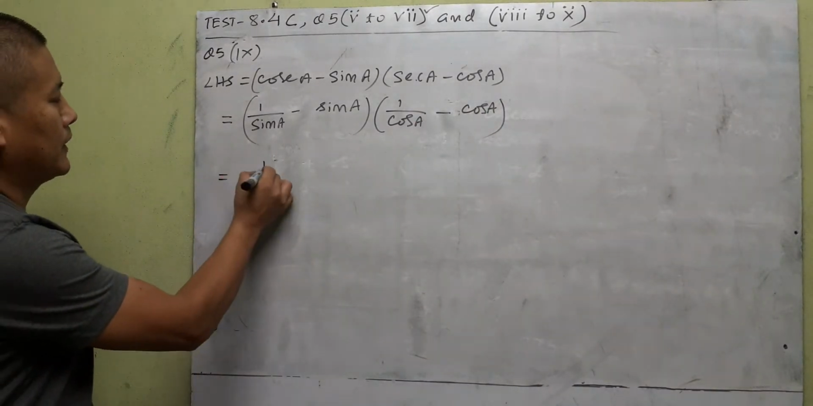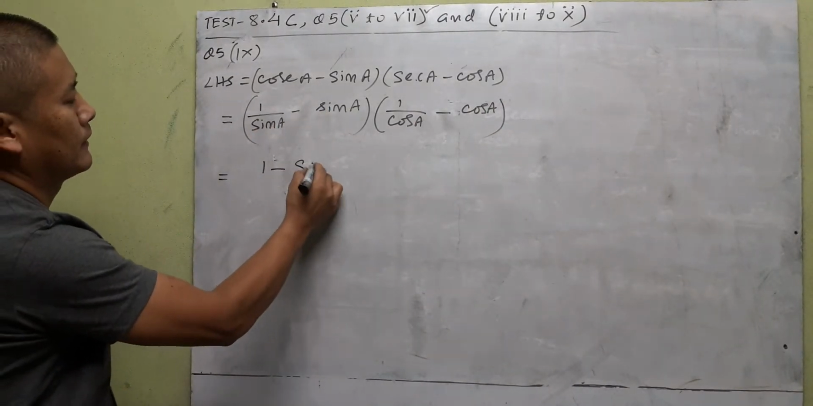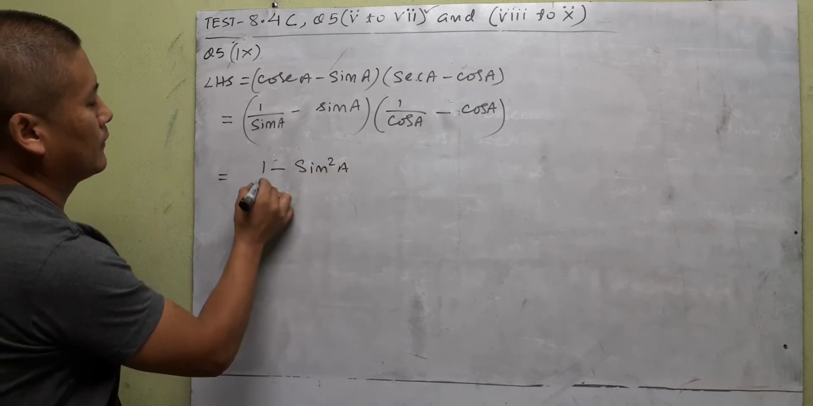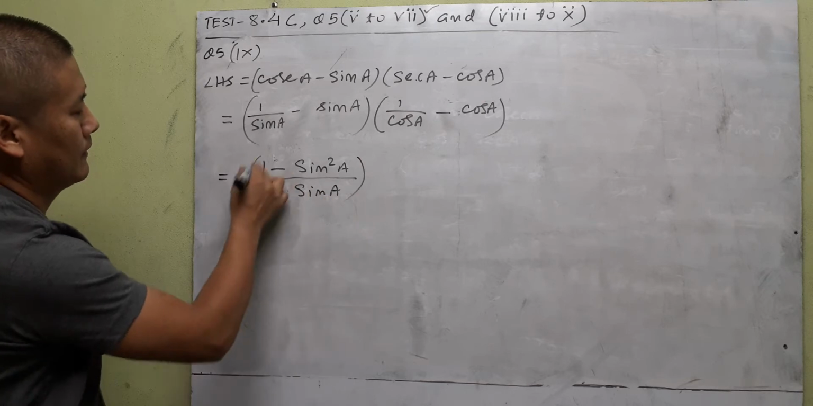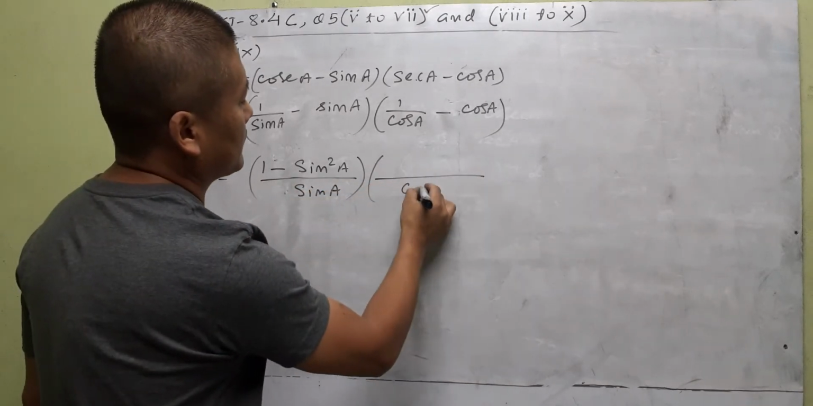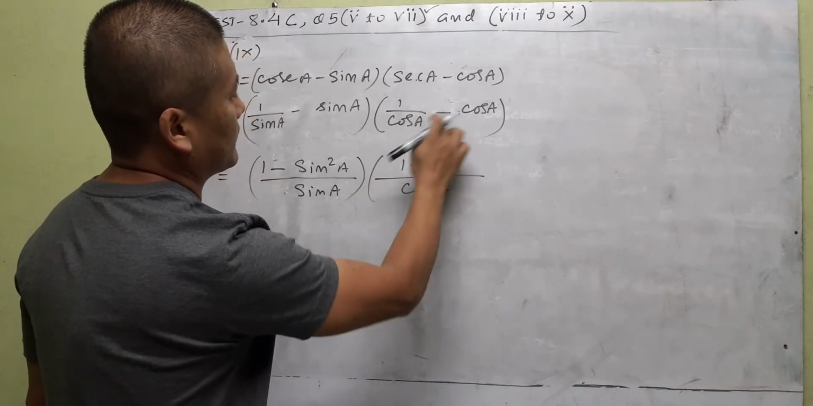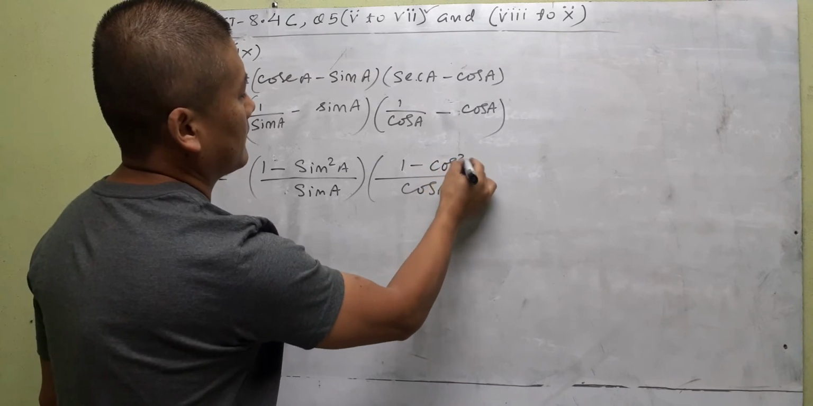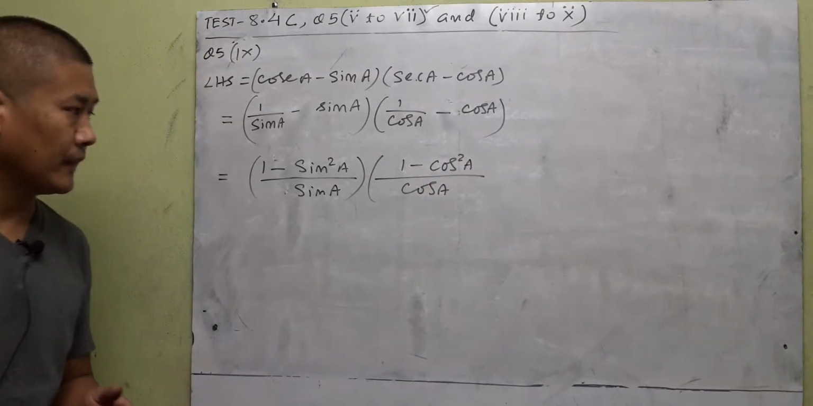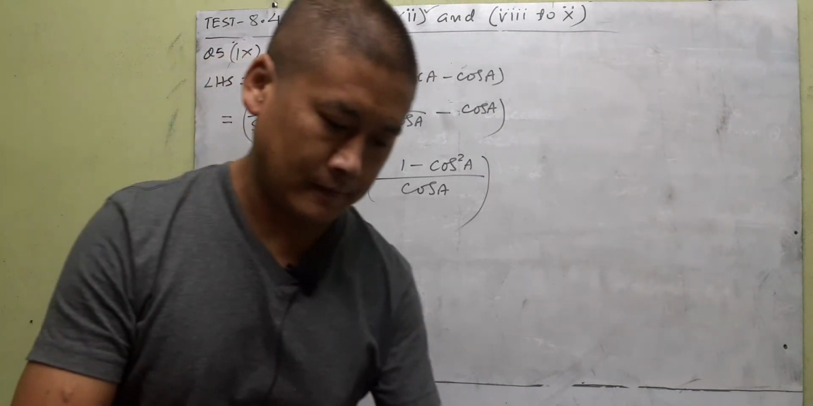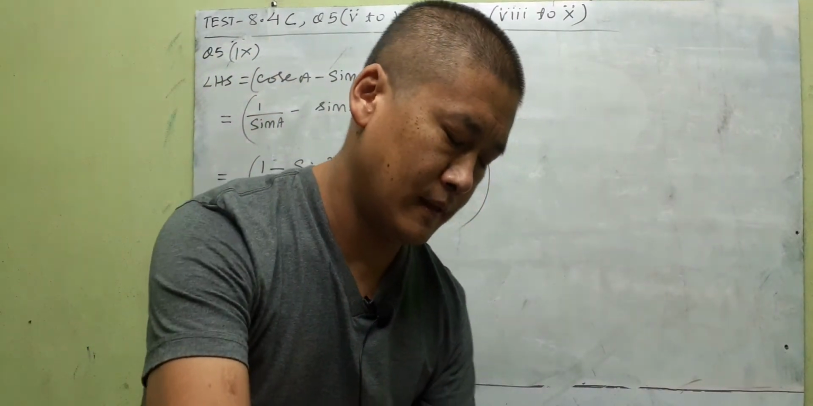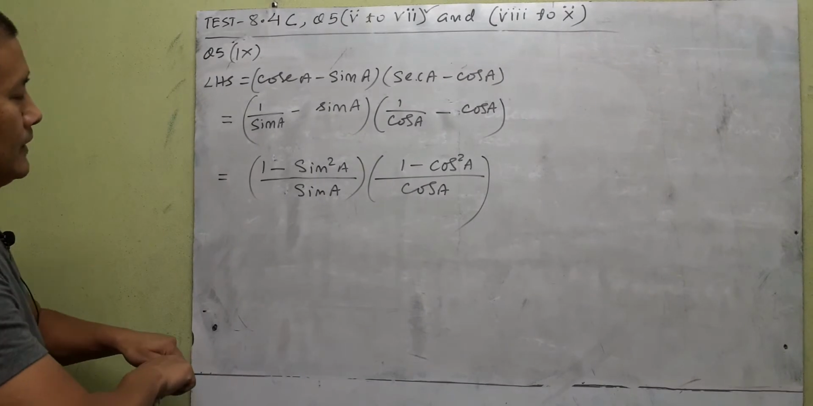Then here, 1 minus sin into sin, sin square A. Long line because you have multiplied by sin A. Into here again, LCM is cos A. 1 minus cos A into cos A is cos square A. Okay, so here, we can close the bracket. Then next here, keep it as simple as possible.